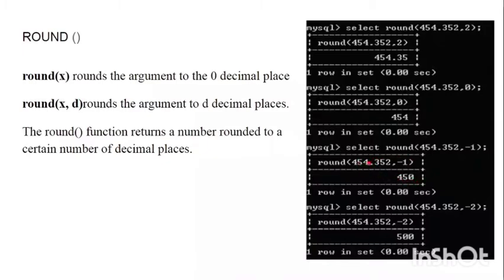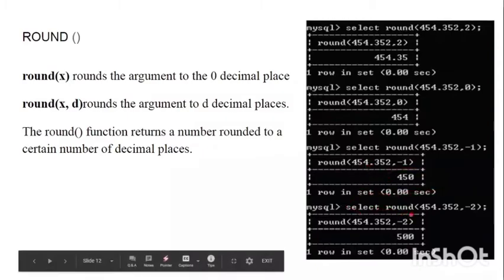If it was 455, then it will round to 460. Next is select round 454.352 comma -2, that is, it rounds 2 digits before the decimal point to 0. So 454.352 will be rounded to 500 because it is given -2.